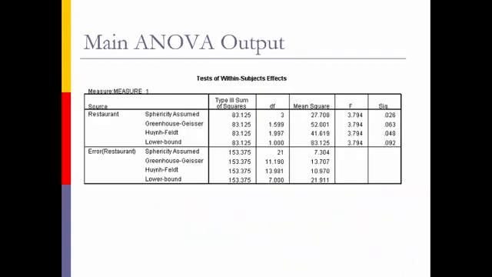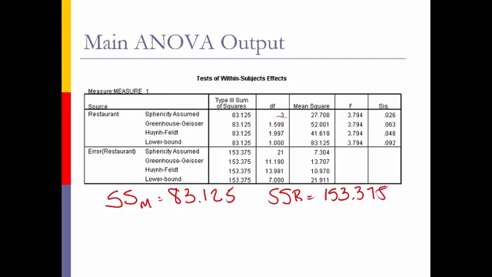sphericity. All right, so our main ANOVA output, we see that we have an SSM of 83.125. And our degrees of freedom is 3, because we're going to assume sphericity. And we have an SSR of 153.375. And we have degrees of freedom there of 21.